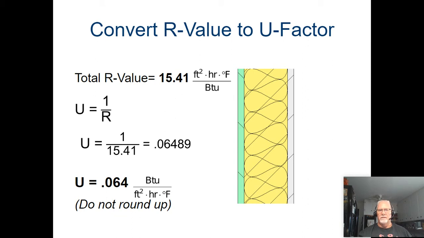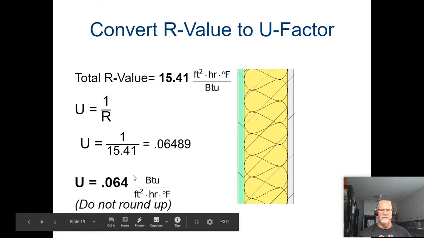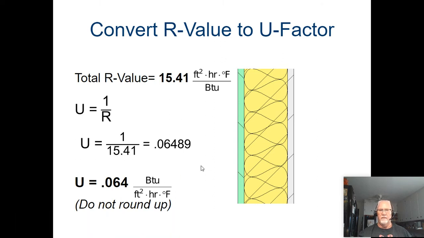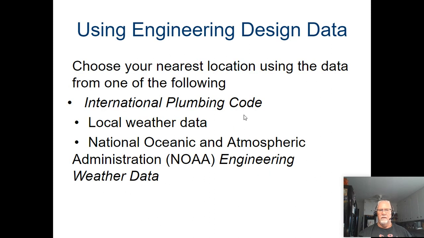So what is the U factor? We just take the reciprocal of the R value, so U is 1 divided by R. We had an R value of 15.41, so 1 divided by that gives you a U factor of 0.06489. We can round that to just 3 decimal places. Don't round up, because we don't want to make it out to be better than it really is.